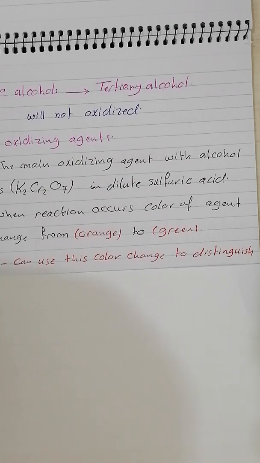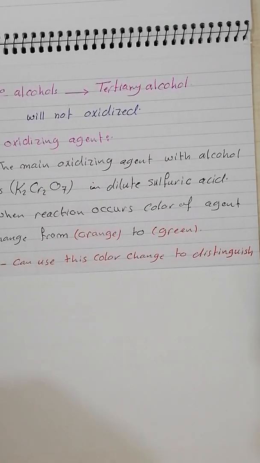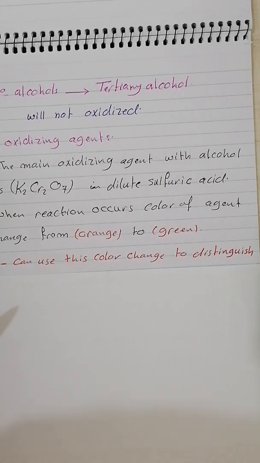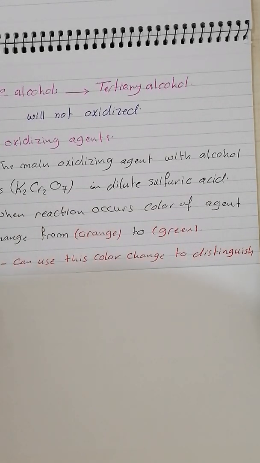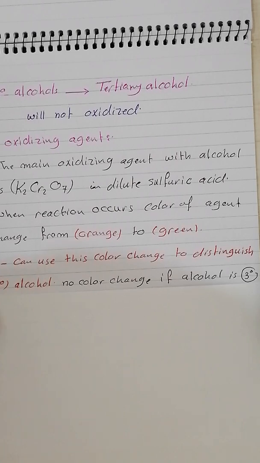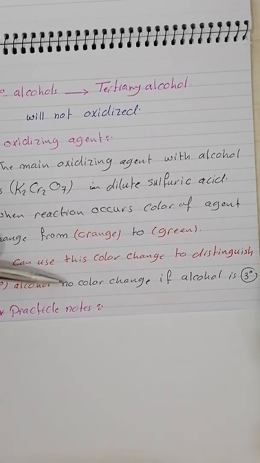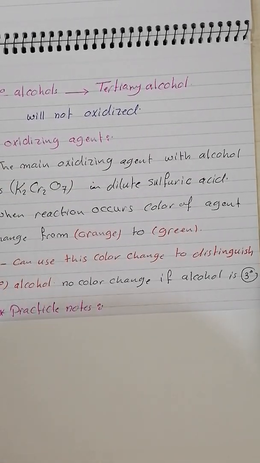We can use the color change here to distinguish between types of alcohols, because primary alcohol will oxidize and secondary alcohol will oxidize. So the color of potassium dichromate will change with primary alcohol and with secondary alcohol. It will change from orange to green, while with tertiary alcohol there is no oxidation. Its color will not change, it stays orange. So we can use this color change to distinguish tertiary alcohol. There is no color change if the alcohol is tertiary.